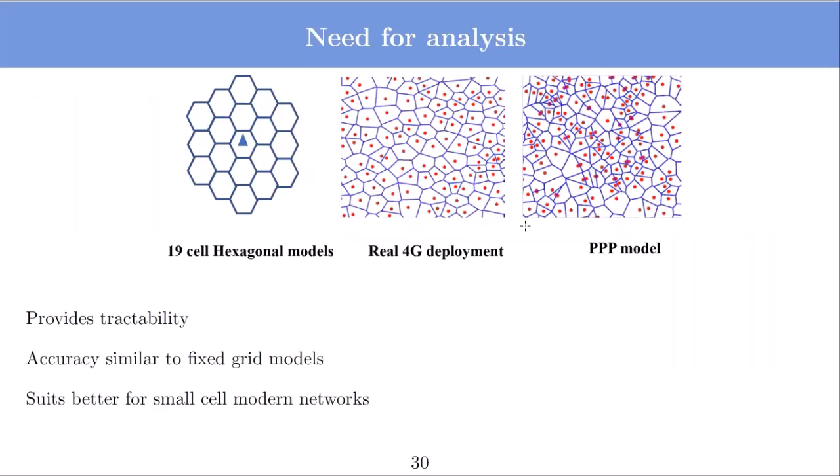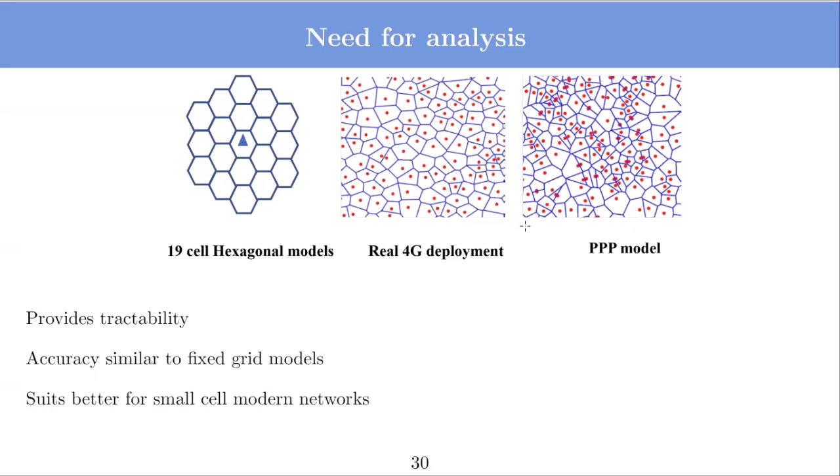And you can guess that the real 4G deployment is somewhere in the middle. It doesn't have all the cells exactly equal with the same intersite distance. And it is also not as random as the PPP deployment, because in Poisson deployment, you will see later on, some base stations can be really close. There is no correlation in the locations. So we can just expect that if we compute the performance of a 19 cell and a PPP model, both will be a little bit inaccurate, right? And real performance will be somewhere in between.